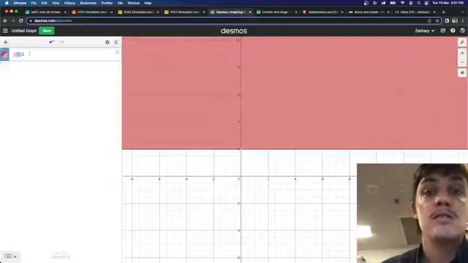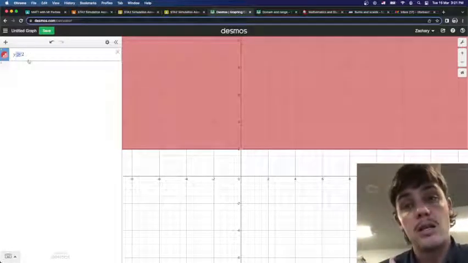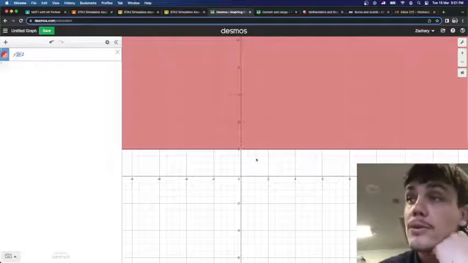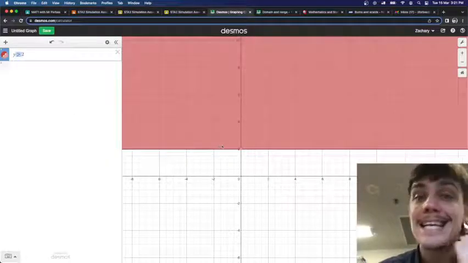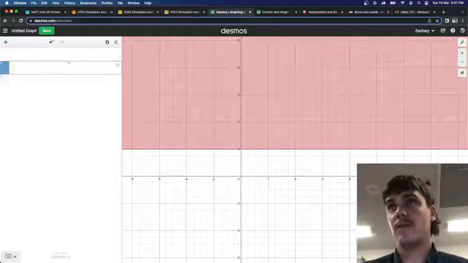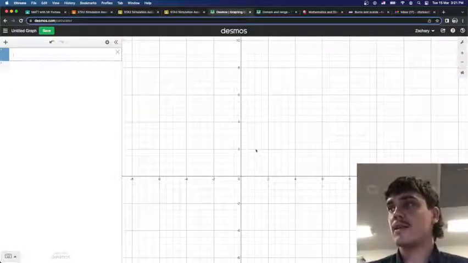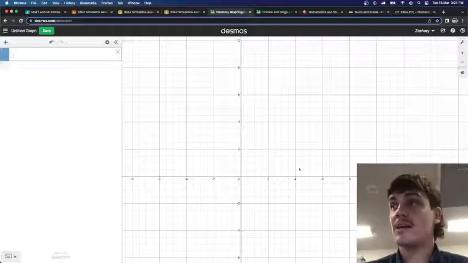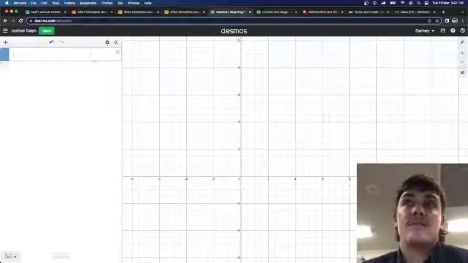This symbol means not only is y greater than 2, it also includes the line where y is equal to 2. So that's what that means. Maybe we'll have another look at an example. I want to shade in all of the space where x is greater than 4.